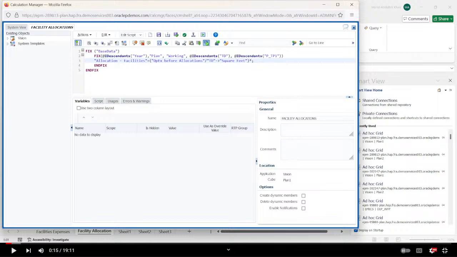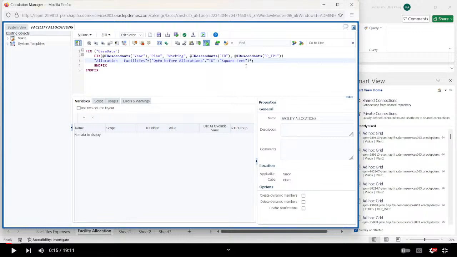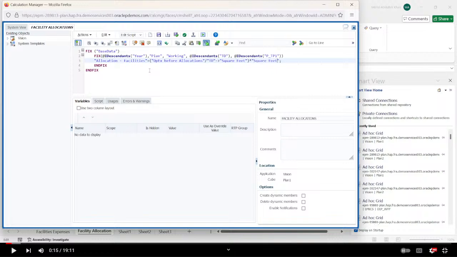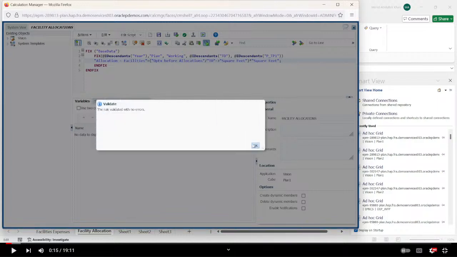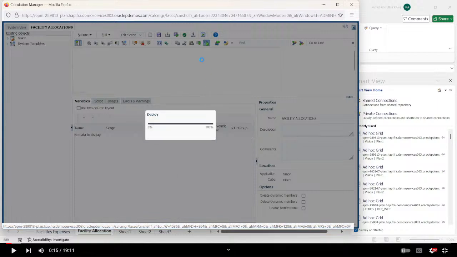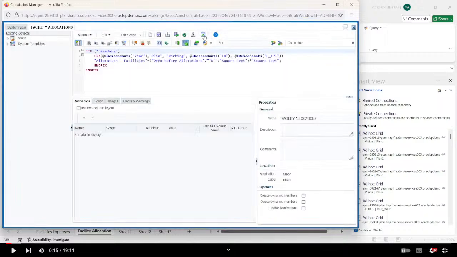Now into what I want it to multiply with, that is square feet. So into square feet of every entity. Validate, deploy, and launch.